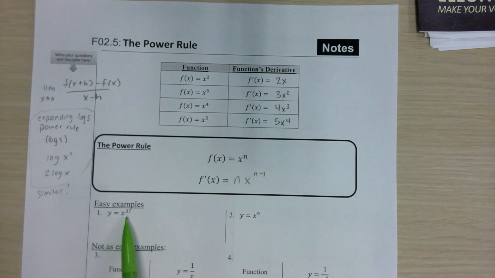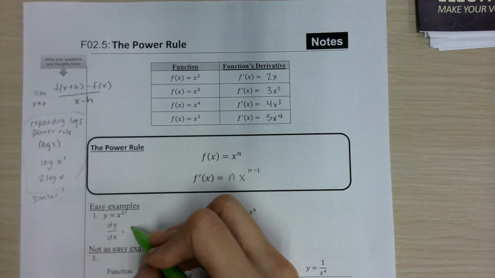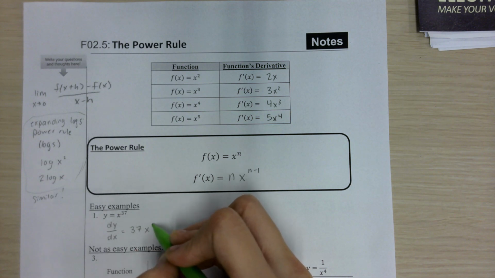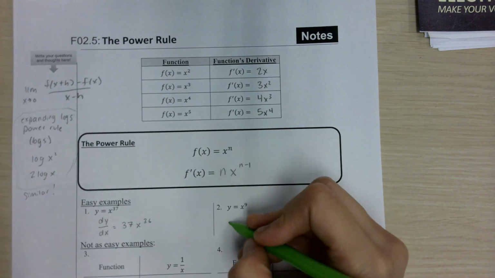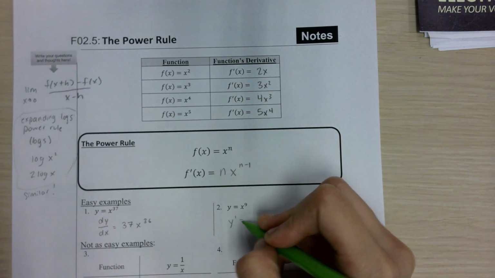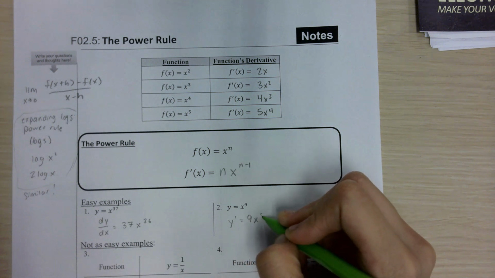Okay, so let's look at some easy examples. We have y equals x to the 37th. For this one, we're going to use this notation: dy over dx equals, we pull it to the front, 37x, and then we minus 1. So 37 minus 1 is 36. Over here, we're going to write it in the other notation, y prime equals, pull it to the front, 9x to the 8th.